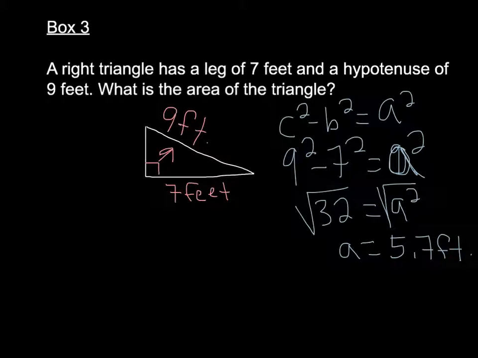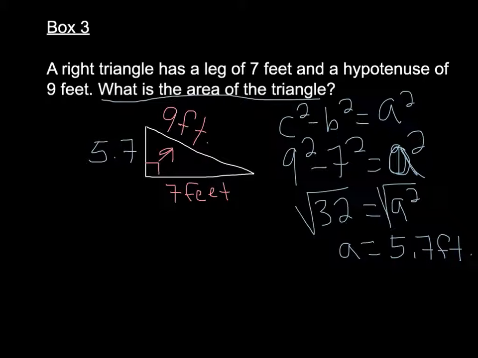Now the last step here is the most important. We got to answer the question that they're asking. It doesn't ask you what the leg is here. You just need that information to solve the problem. The question here is, what is the area of the triangle? So how do you do that?